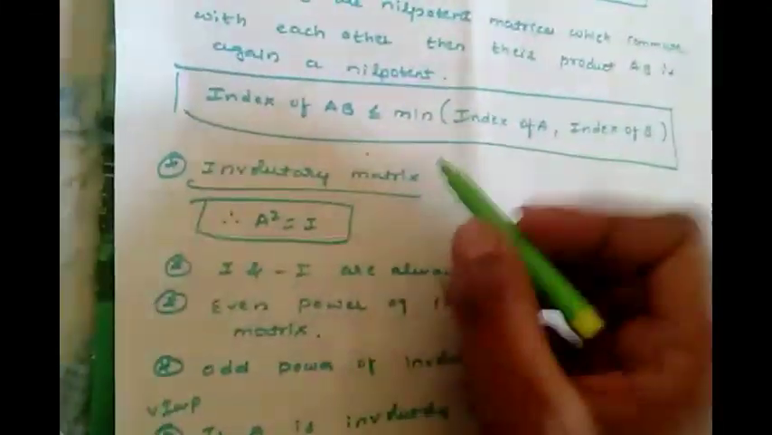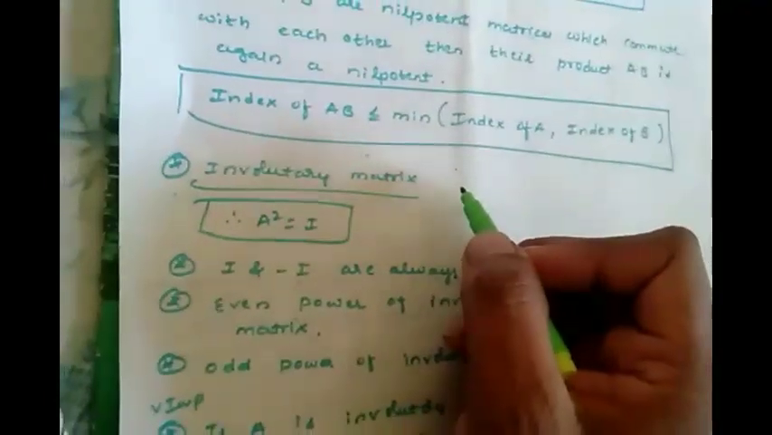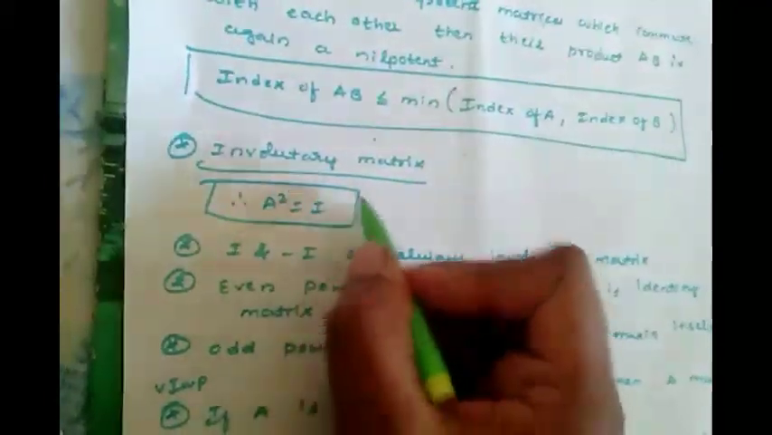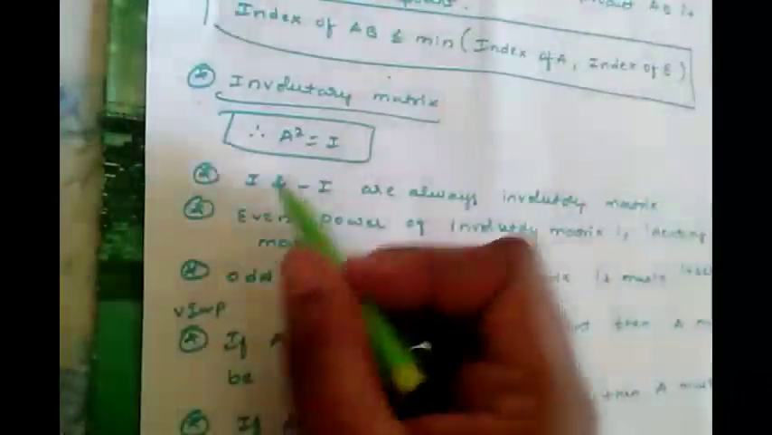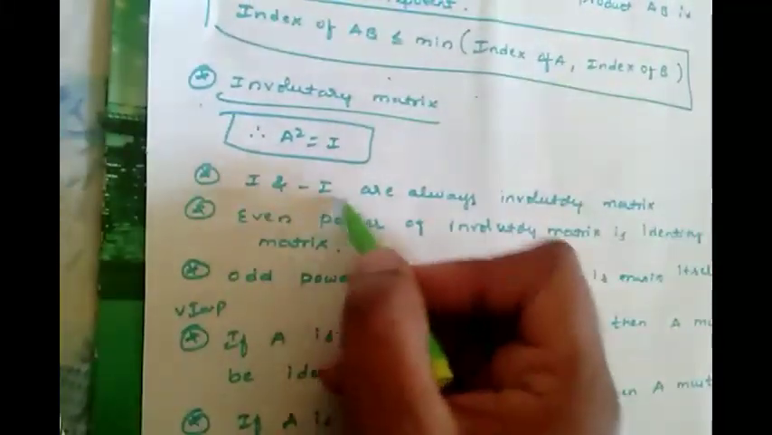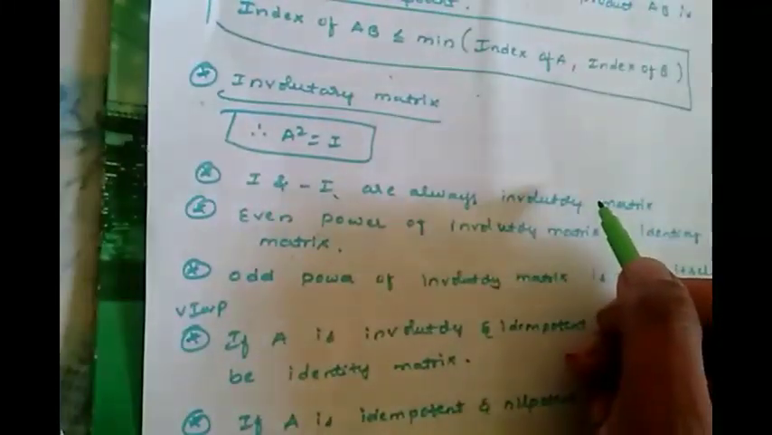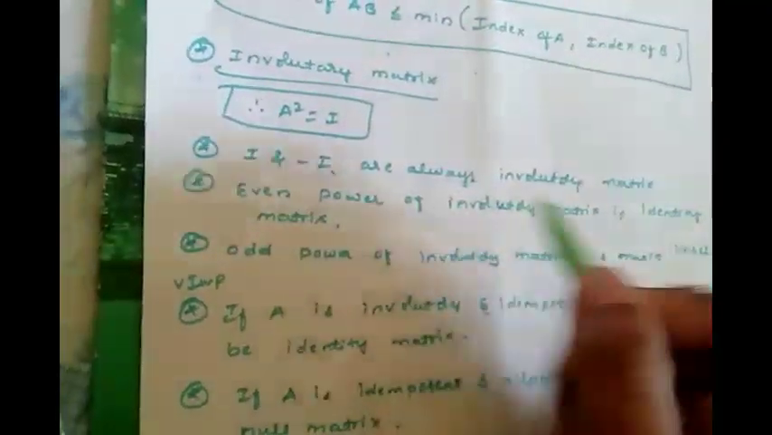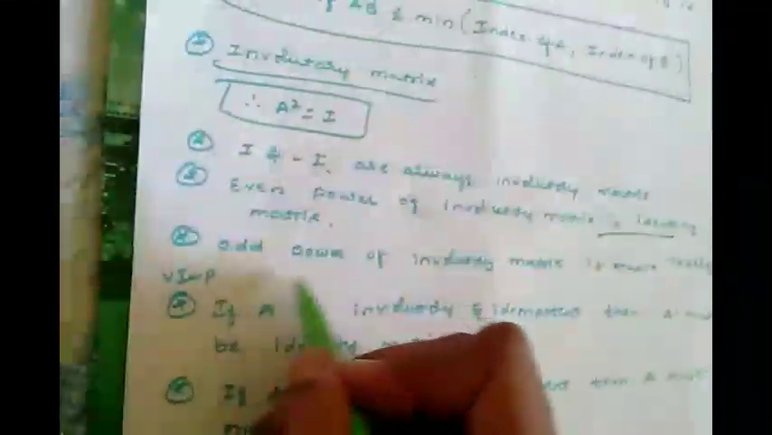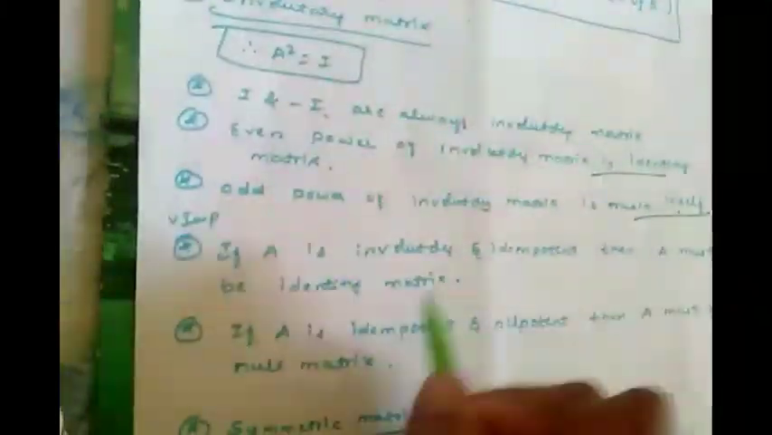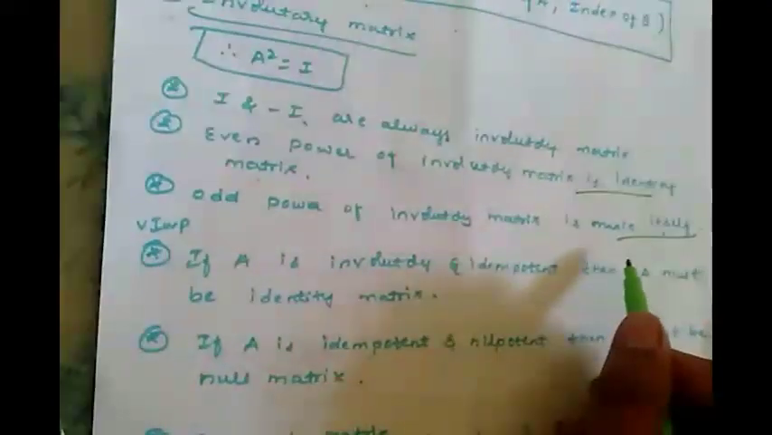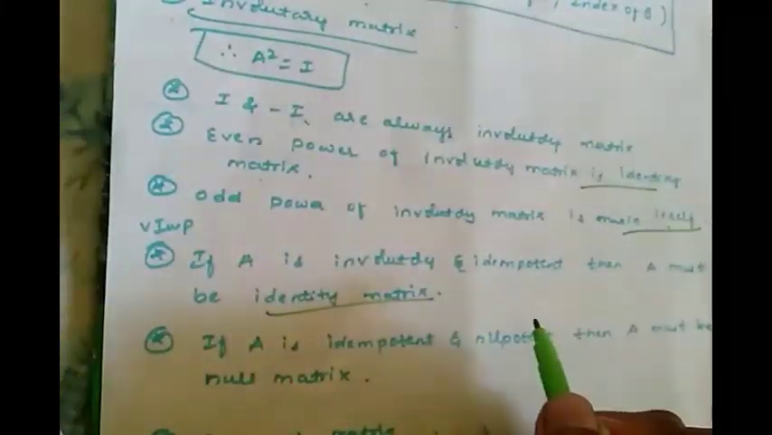Then the next matrix is the involutory matrix, also a special type of matrix: A square is equal to identity. Identity I and minus I are always involutory matrices. An even power of an involutory matrix is the identity matrix, and an odd power of an involutory matrix is itself. If A is involutory and idempotent, then A must be the identity matrix.